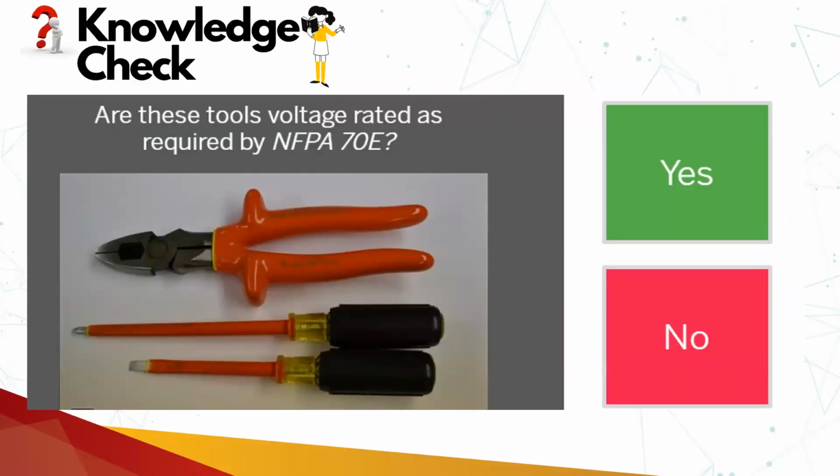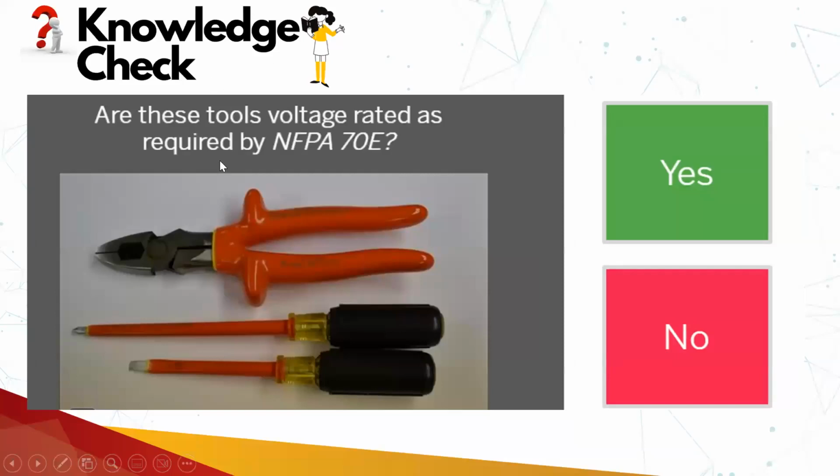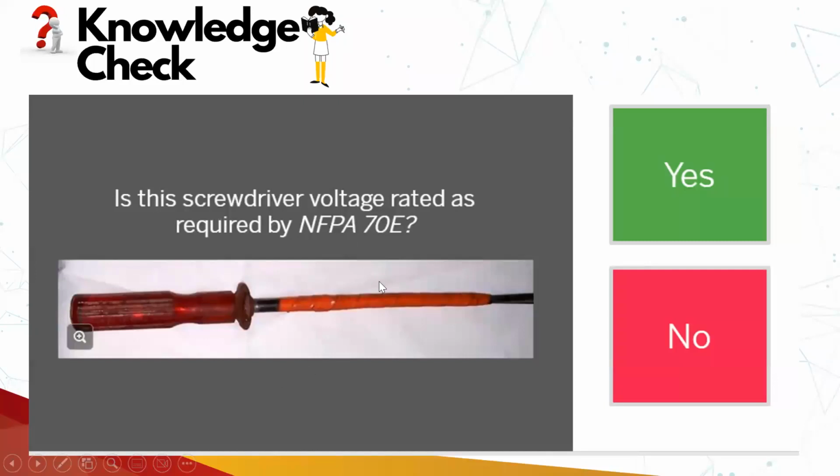Are these tools voltage rated as required by NFPA 70E? This type of question might come in the exam, so you have to look into those options. Okay, the double triangle is there, and the voltage rating is mentioned there. Yes, this can be used as per 70E. So these tools are voltage rated as required by 70E. If we have taping there, or we cannot see whether the tool is double insulated or what the voltage level is, then this type of tool cannot be used as per the 70E requirements.